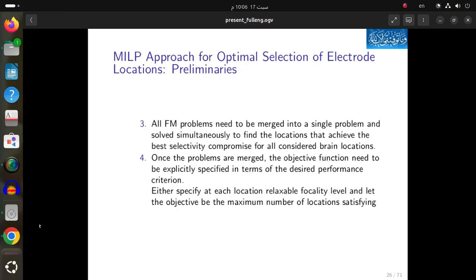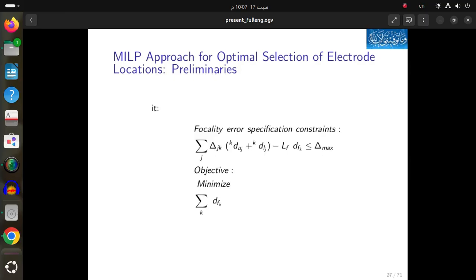To merge these problems into one, we need to define the objective function in a different way. We will discuss two possible formulations for the objective function. In the first type of formulation, we define a certain required level of focality for each location. That is, each location should be excited with accuracy defined by a certain maximum visual error that should not be exceeded. Of course, this formula computes the error. We want this visual error to be less than or equal to a certain defined value.